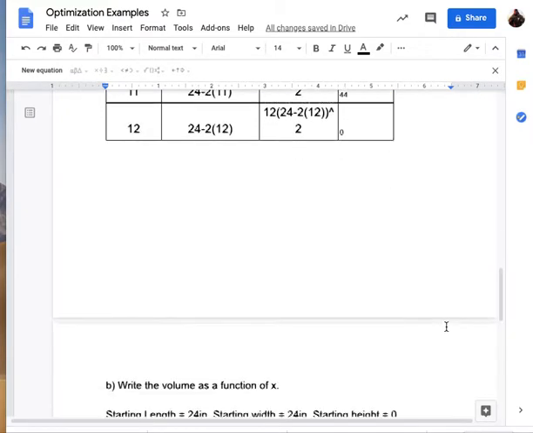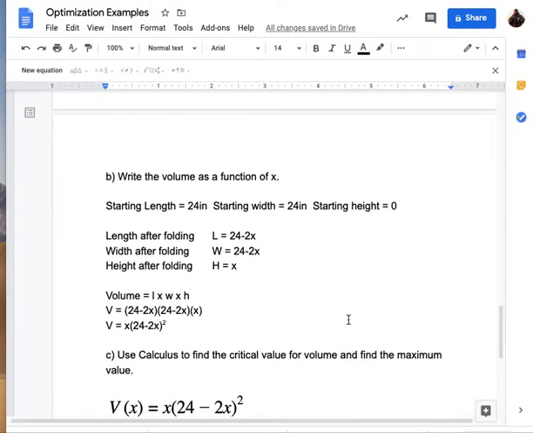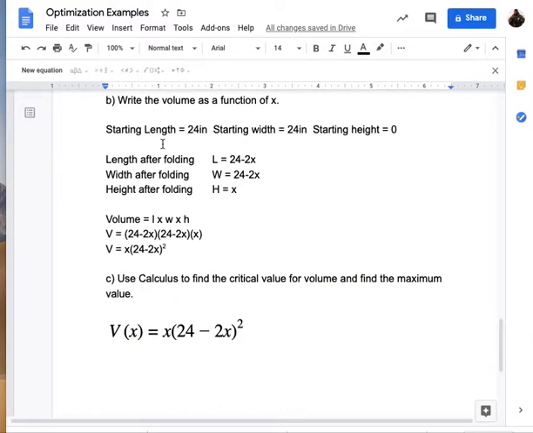Question letter B says, write an equation for volume as a function of x. And we've already done that. This is what I read up above. Again, starting length, width, and height. What happens after we fold up the sides x dimension to the length, the width, and the height. And we've got a volume equation here of x times (24 minus 2x) squared.